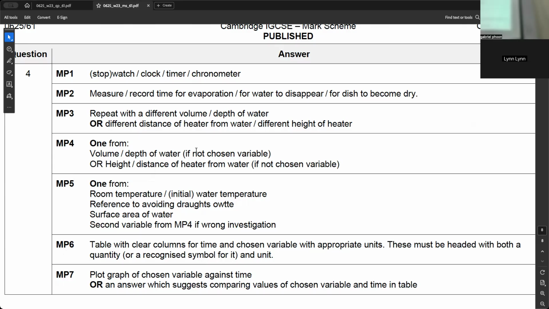When you draw the table, on top here must have the units. You look here. Okay, use the units here. CMS, the number. I say this compare what? Yeah, by comparing the distance to the time taken to evaporate the water.